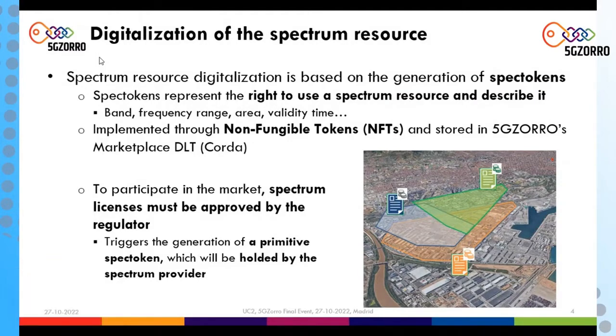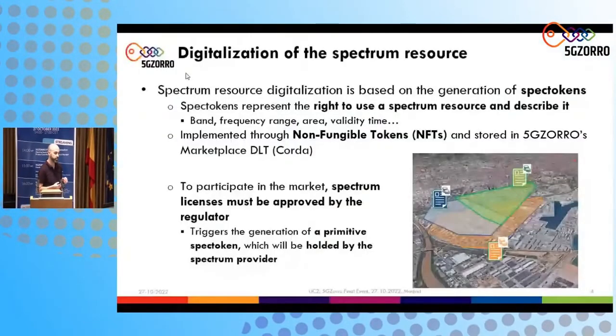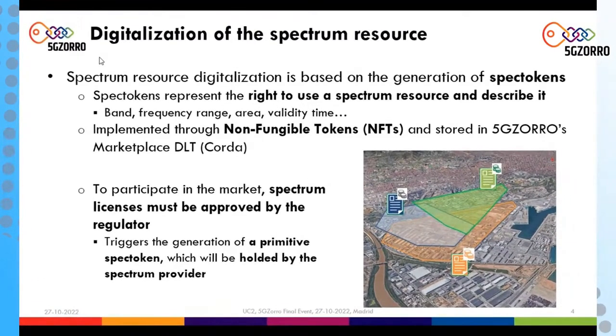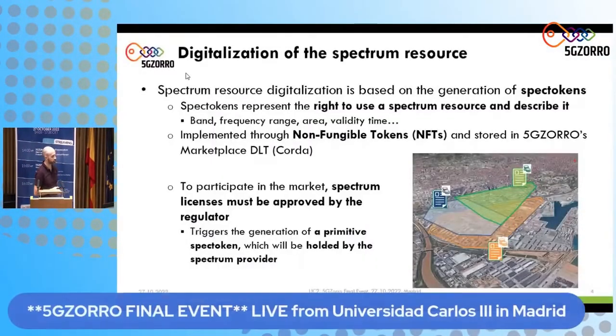One of our main innovations here is the definition of the spec token. The idea is to digitalize the spectrum resource. The spec token is a way of digitally representing the spectrum resource, considering the band, the frequency, the area, and the validity time. We implemented this through non-fungible tokens, NFTs, which are stored in the marketplace. The holder of these spec tokens is able to trade or to use this spectrum.